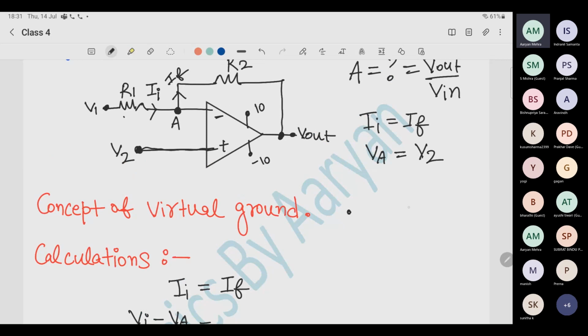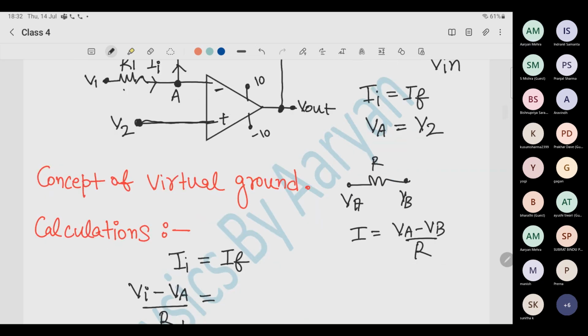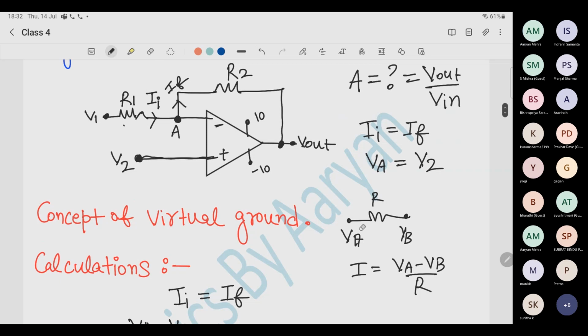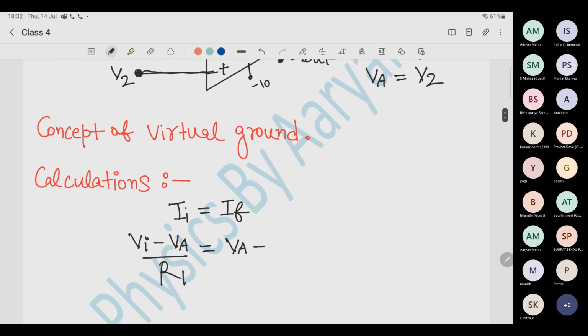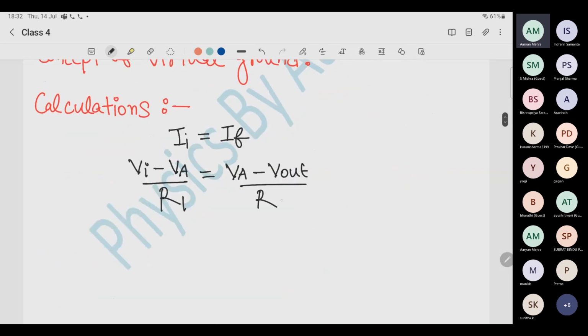Let's say there is one point here, this is VA, this is VB, and there is resistance R in between. So what will be the current through this loop? That will be VA minus VB divided by R. Since the current is flowing in this direction, it means this is at higher potential and this is at lower potential. So I have to subtract: V1 minus VA divided by R1. Very simple concept. Now what is this IF? Similarly, VA minus V out divided by R2.